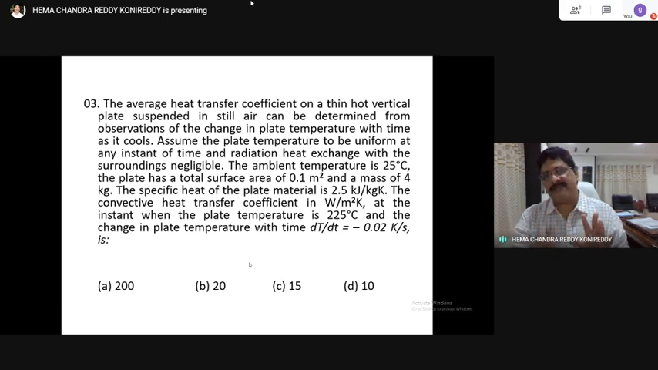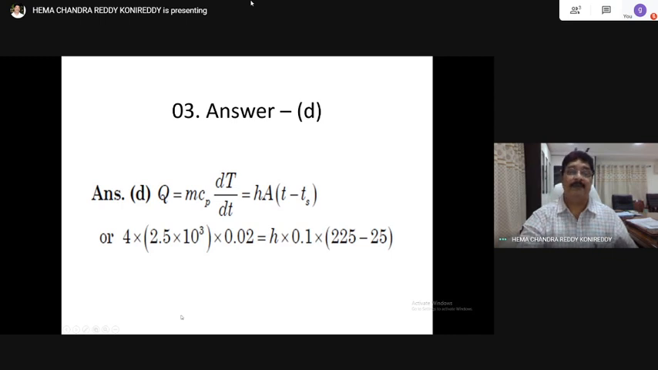So MCP delta T is the heat lost by the plate and the same heat must have been removed by convection. Should be equal to HA into T minus T infinity. So simple.